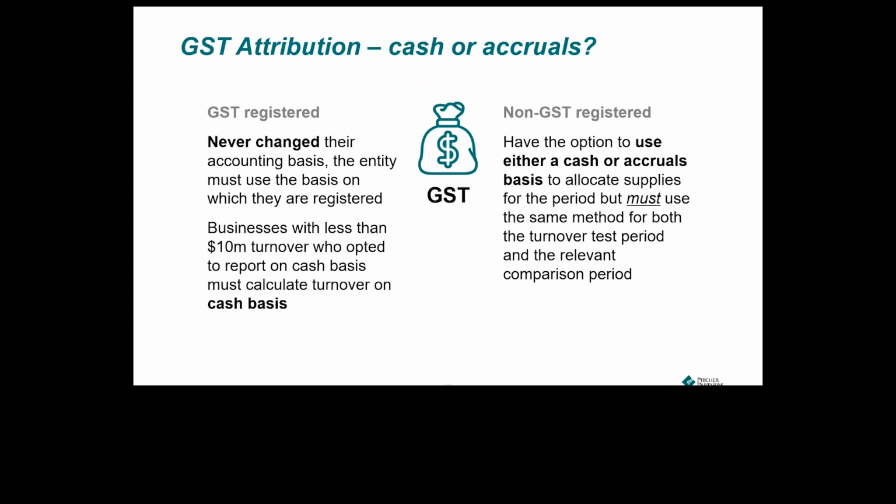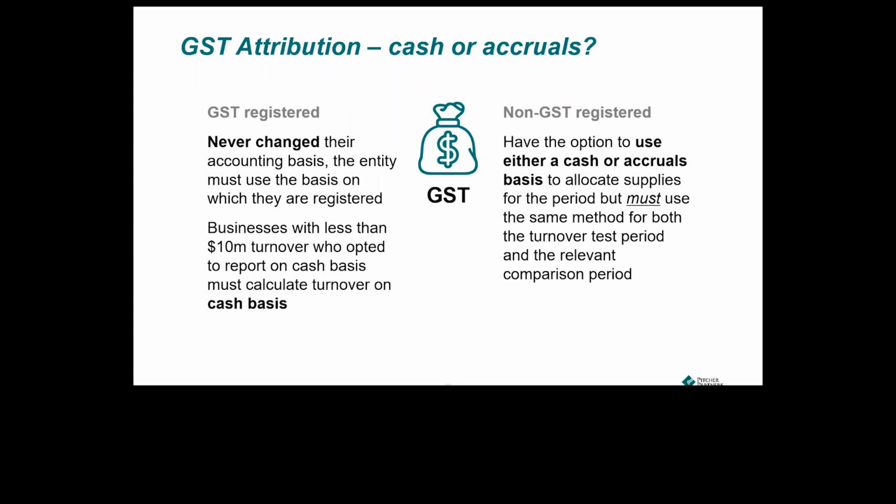If you're registered for GST on a non-cash or accruals basis, you must use the non-cash accruals basis for determining your decline in turnover moving forwards. On the other hand, if you're a business with less than $10 million turnover who would qualify for the cash basis reporting, and you have been registered for GST and reporting your GST on a cash basis, then you must calculate your decline in turnover moving forwards on a cash basis.